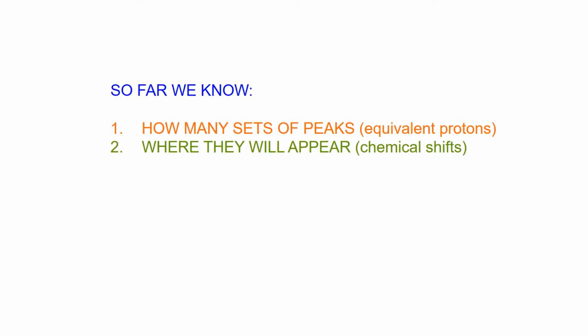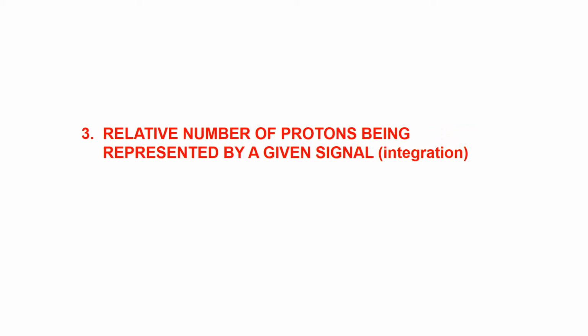We're going to see how we can use signal integration to determine the relative number of protons being represented by a given NMR signal. So far we've looked at how many sets of peaks should appear in a spectrum based on sets of equivalent protons, and then we talked about where they will appear. This is the chemical shift that's related to the shielding and deshielding effects. And so now we're going to look at the relative number of protons being represented by a given signal.